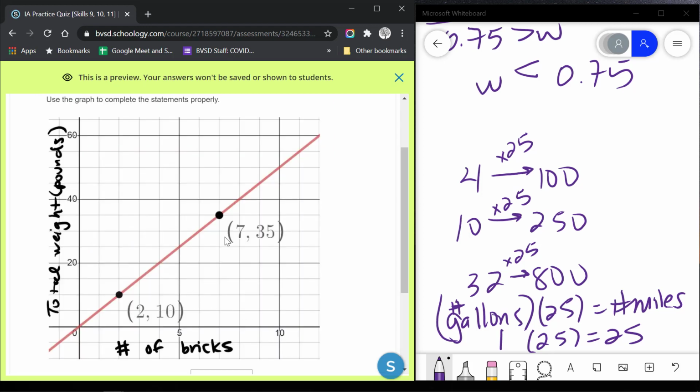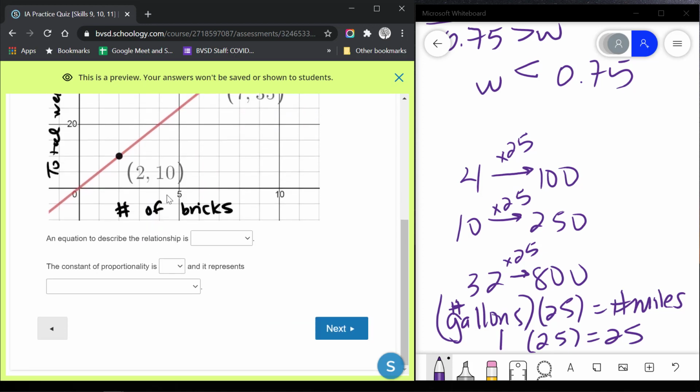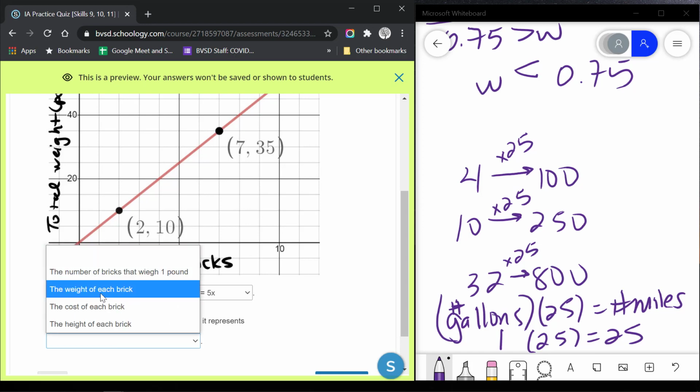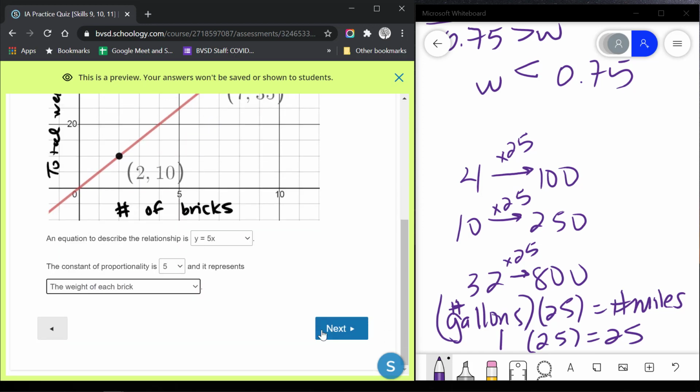All right, here I've got 210 and 735, and it looks like number of bricks versus total weight. So I know that 2 times 5 is 10, and 7 times 5 is 35. So it looks like y equals 5x is a good equation here. Y equals 5 times the x. The constant of proportionality is that 5, and it represents, well, 2 is the x, so number of bricks, 10 is the y, total weight. And if I had a 1 here, it would be 1, 5, 1 brick, 5 pounds. The weight of each brick is what that 5 tells me.